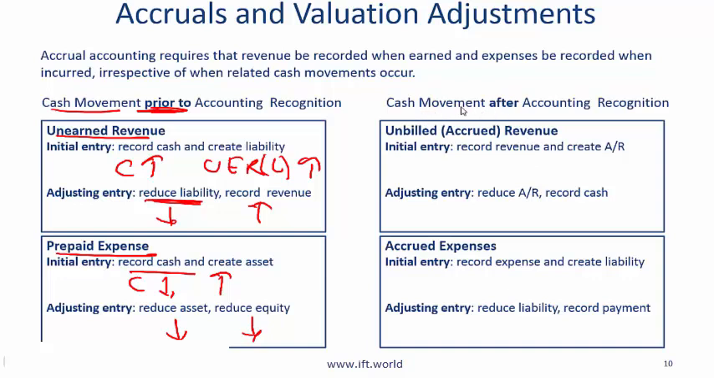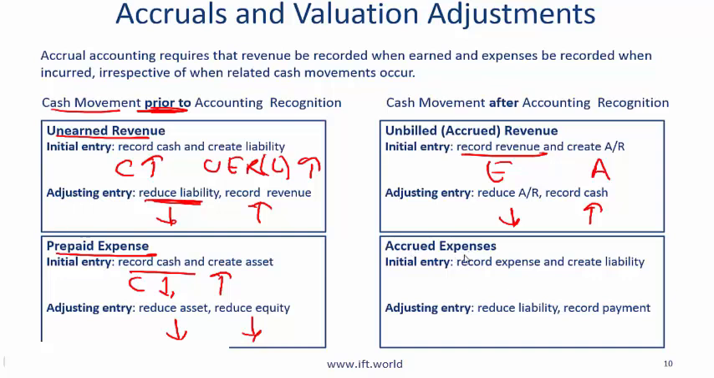On the other side, we have cash movements after account recognition. The classic is unbilled or accrued revenue. This is a receivable where we have sold or delivered a service but not received money, as long as we are sure we will receive money, and this will connect with revenue recognition that we'll talk about very soon. So we record revenue, which is equity, and we create a receivable, which is an asset. The adjusting entry when we receive the cash is to reduce AR and to record cash. So one asset goes up and one asset goes down.